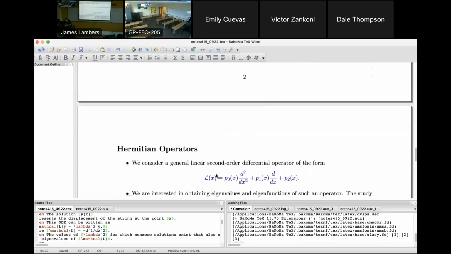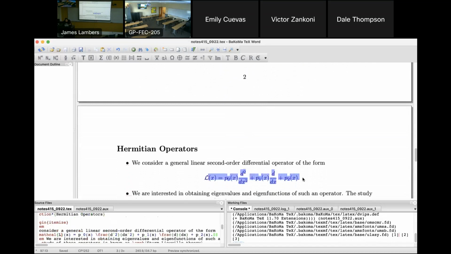Now we're looking at a more general linear second order differential operator, something of this form. So you have P0 times second derivative, plus P1 times first derivative, plus P2. That's strange, how many numbered coefficients there are this way. I would have done it like P2, P1, P0, but I want to stay consistent with the text.